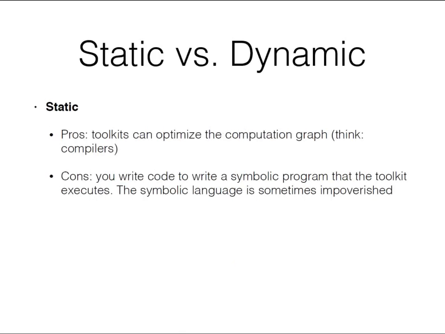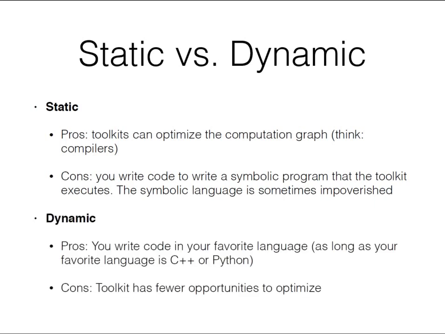So the pros and cons. With the static approach, you can optimize the computation graph. So in the way that compiled languages are generally faster than dynamic languages, you can expect similar performance improvements. The problem with this, though, is you have to basically write a program that writes another program. And that second program that gets written might not have all of the facilities you want. It tends to be a high-level declarative language.